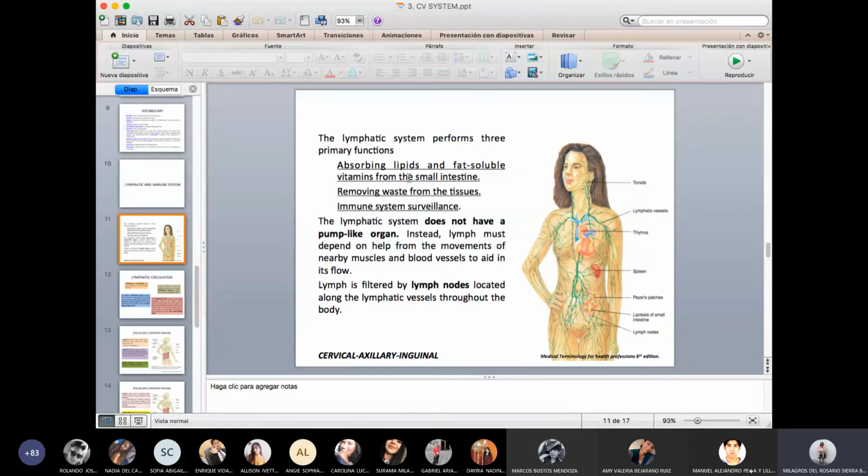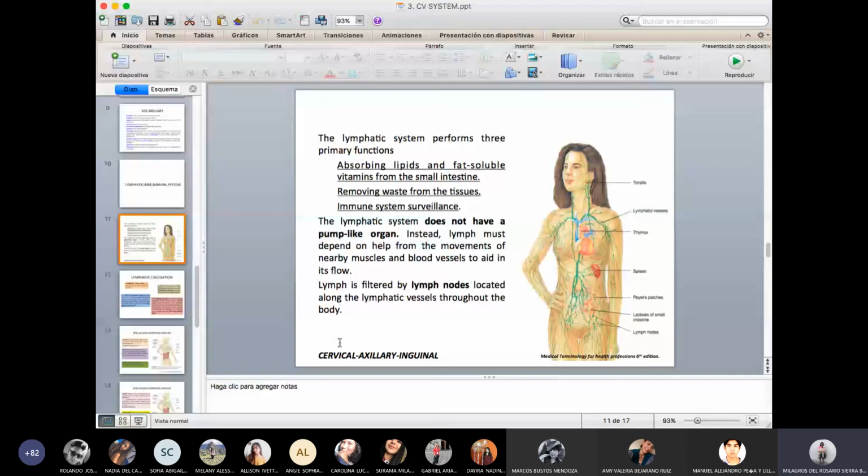Basically, it helps to absorb lipids and lipid vitamins, then remove the waste from tissues, and also it's related to the immune system. You have different lymph nodes localized, for example, in the cervical region, in the axillary region, in the inguinal region, that get swollen when someone has an inflammation or an infection.